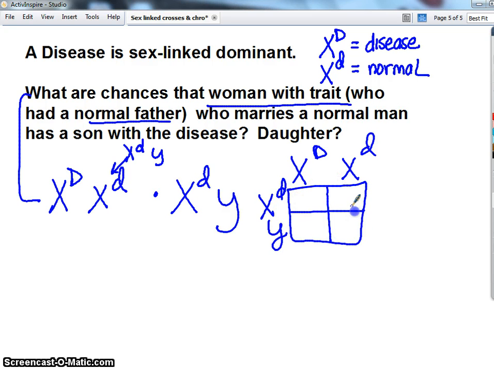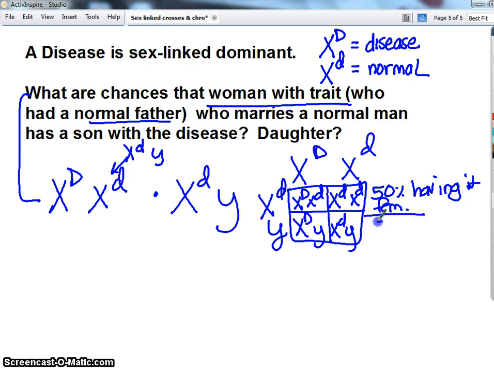And what you're going to get this time is X big D X little d, she would have it. X little d X little d, she wouldn't. X big D Y, he would have it. And X little d Y, he wouldn't. And so basically you end up with a 50% chance of having it in females and also 50% in the males. It turns out if you mess this up, you actually get the same answer, because if the trait was recessive, you would basically see the same thing. It's just that the one that would have it would be this one versus this one.